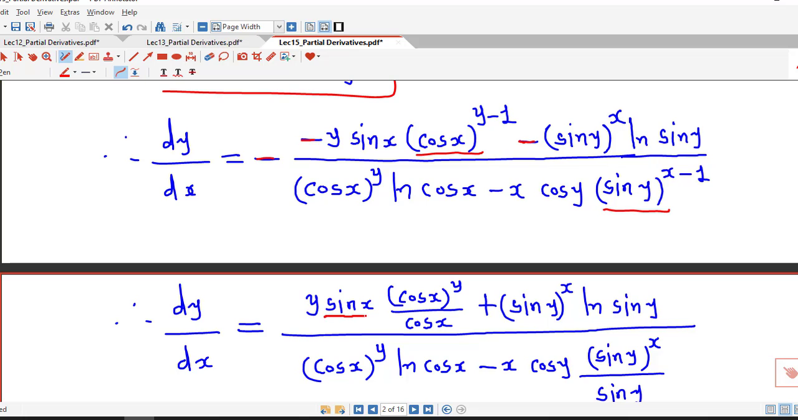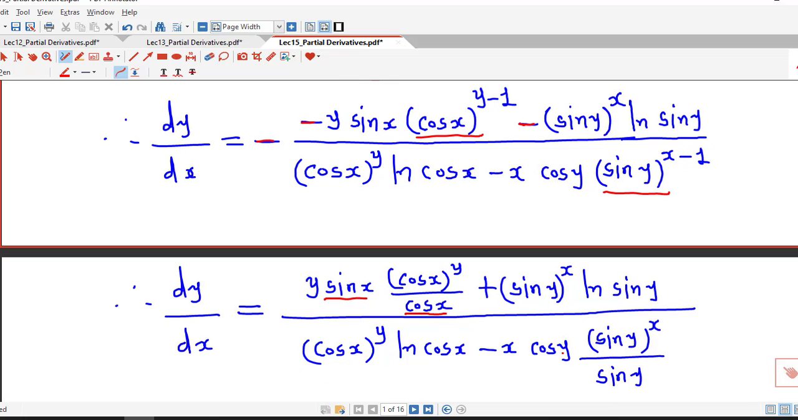Now if we observe here, we have sin x over cos x, so that we can rewrite as tan x. Similarly in the denominator, cos y over sin y, that we replace by cot y, and if we observe that the given equation is cos x raised to y equal to sin y raised to x, so we replace cos x raised to y by sin y raised to x, and other things we keep as it is.